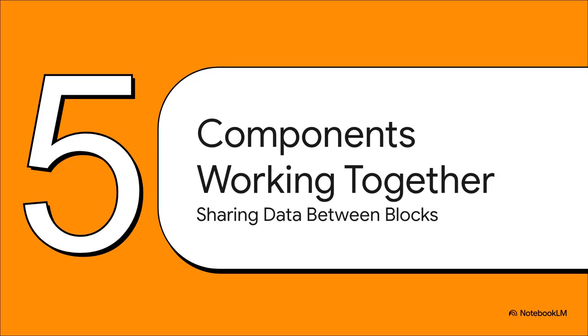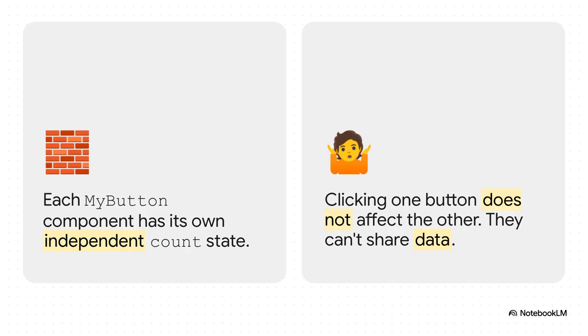Okay, so we have individual blocks, and they've got their own private memory. But what happens when they need to work together? How can two separate buttons control the same exact counter? Let's solve this final piece of the puzzle. This slide illustrates the core problem perfectly. If each button has its own private count state, they are completely isolated. They're living in their own little worlds. Clicking one has absolutely no effect on the other. They just can't share data.